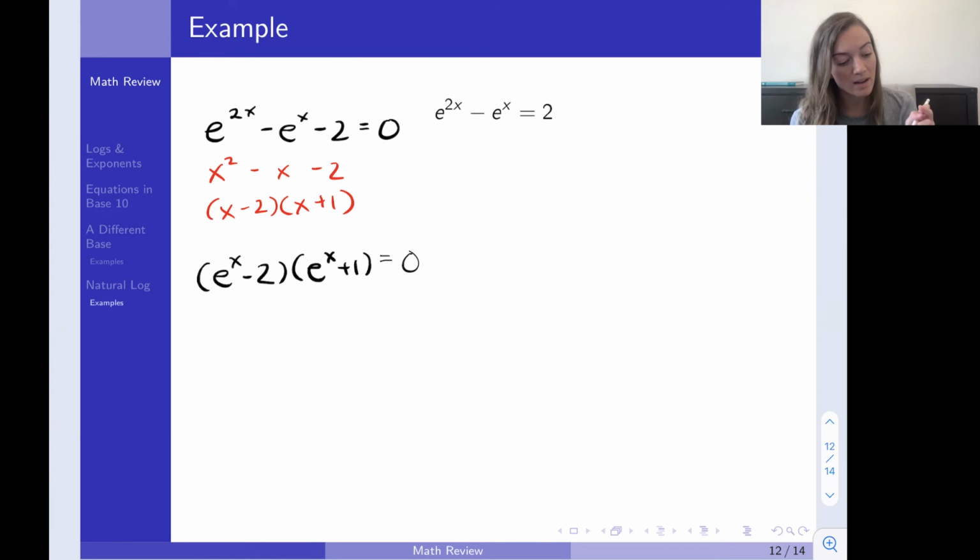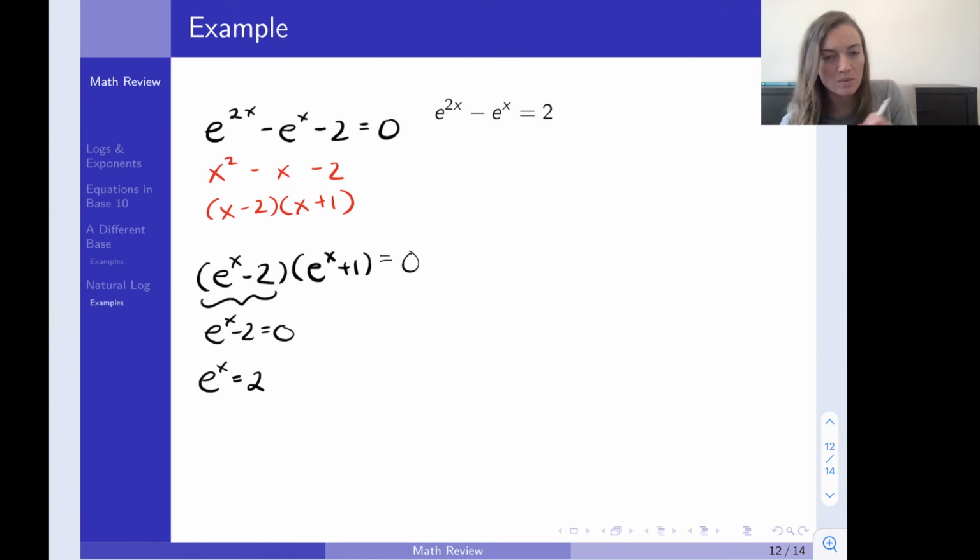So now I can say, okay, now I have two factors. So either this one can be 0 or this one can be 0. So let's look at them separately. So for this one here, I have e to the x minus 2 is equal to 0, which is e to the x is equal to positive 2. And I can just take the natural log of both sides in the same way we've been doing and end up with x is equal to ln 2. And so that's equal to about 0.7.